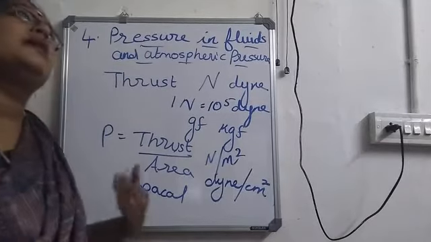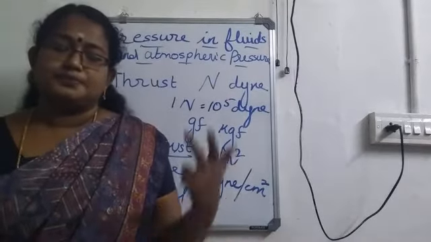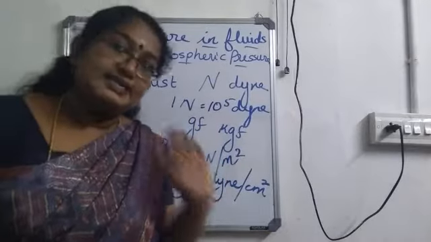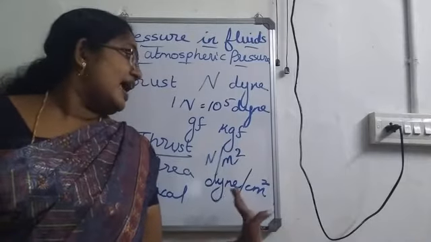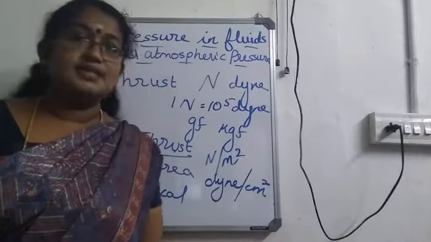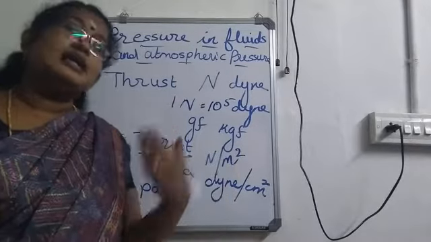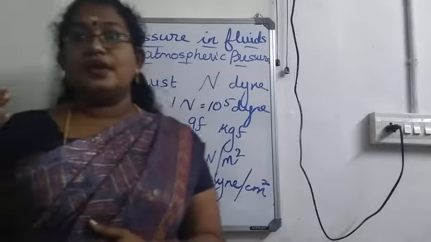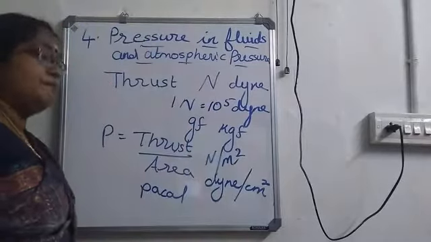When you move to atmospheric pressure, we will use units like atmosphere, bar, and torr. But the SI unit is Newton per meter square or Pascal, and the CGS unit is dyne per centimeter square. Bar, millibar, torr, etc. are other units of pressure, used mainly for atmospheric pressure.